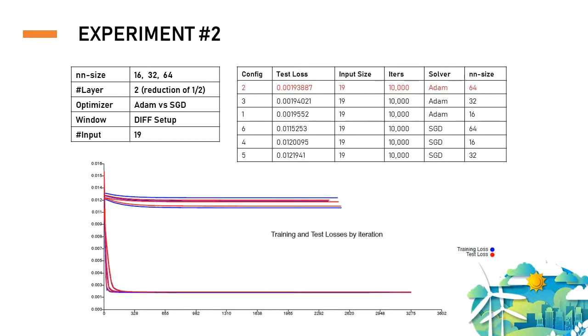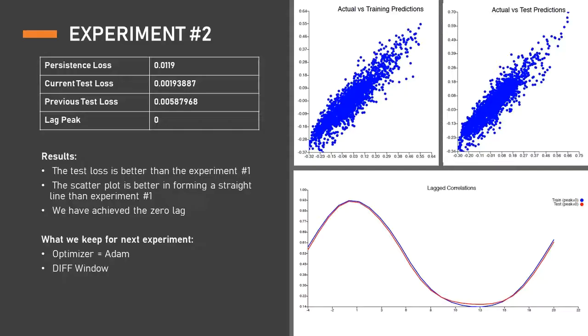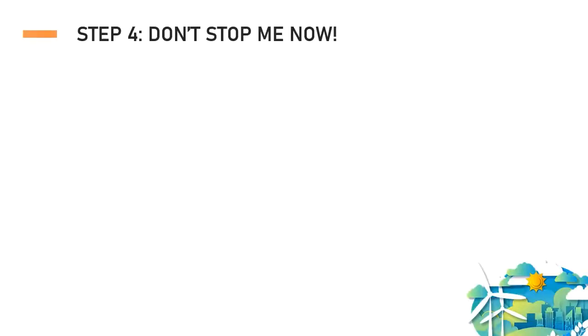With the same model as before, we modified the input features using the diff setup with 19 inputs. Here, we produce a better test loss than before. As you can see, scatter plots are seen better in forming a straight line than in experiment 1. Besides, we could achieve the zero lag while still minimizing the loss. But is it enough though? Nope, we can still do more.